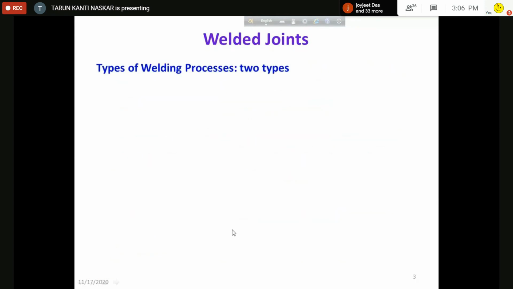Now, types of welding. There are two types of welding process. One is liquid state fusion welding, which you have done, and another one is solid state welding. This is very important. Solid state welding is very interesting. So first of all we discuss liquid state fusion welding.